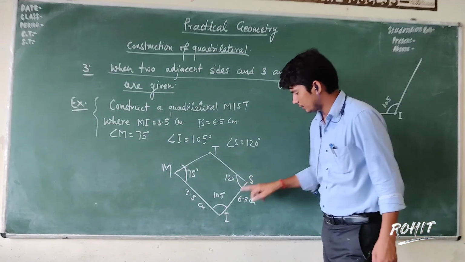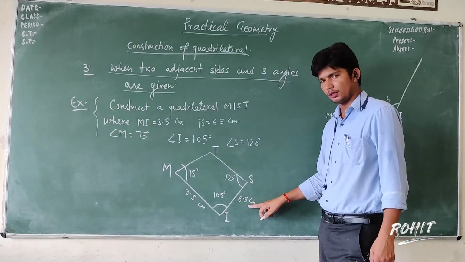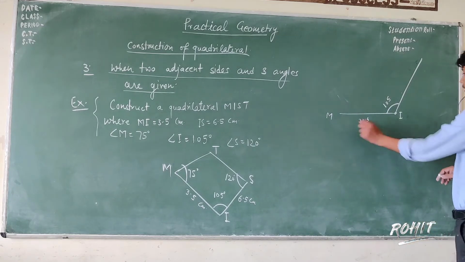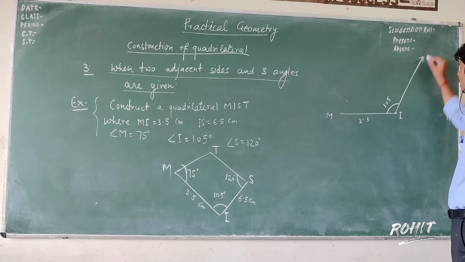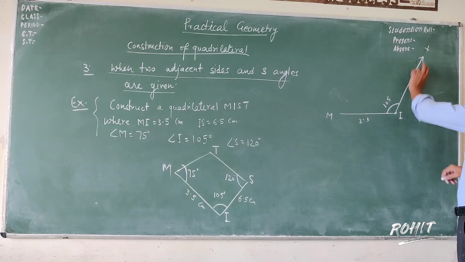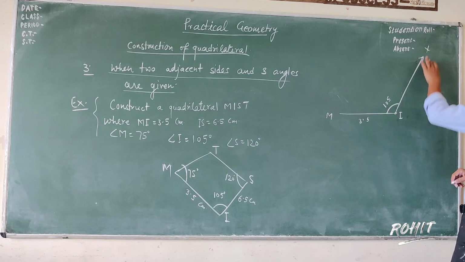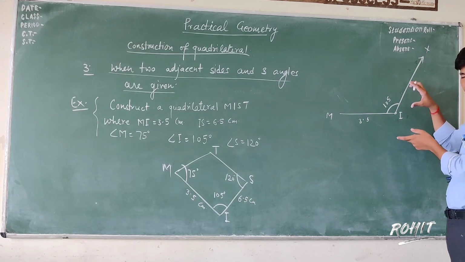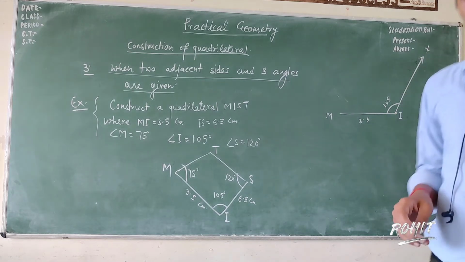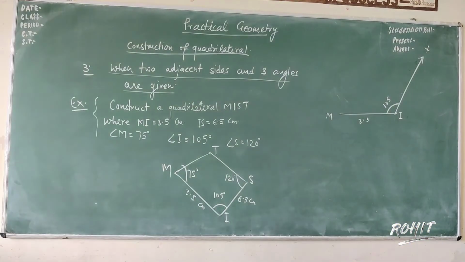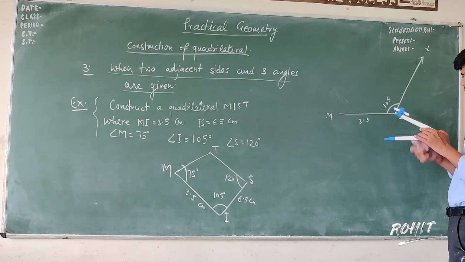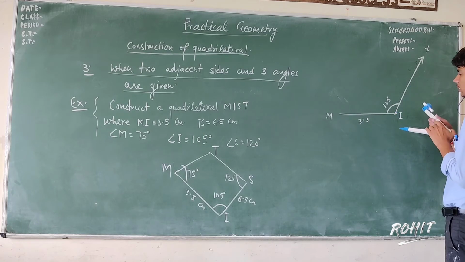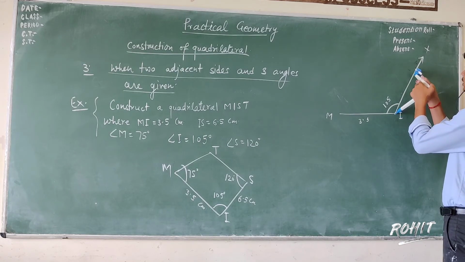Now this is of length 6.5 centimeter. So cut a line segment of 6.5 centimeter from this ray IX. Suppose take 6.5 centimeter length in the compass and cut a line segment. Take 6.5 centimeter length and taking I as center, draw an arc.